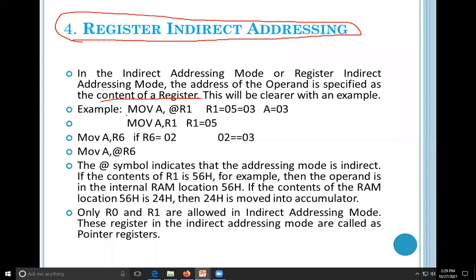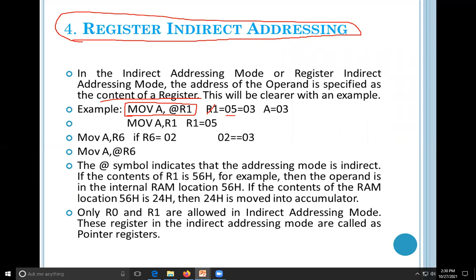So the instruction is MOV A, @R1. This is the instruction MOV A, @R1. So what is the meaning of that? R1 is a register. R1 contains a value 05. Understood? R1 contains 05, but 05 is not a value, it is a location.